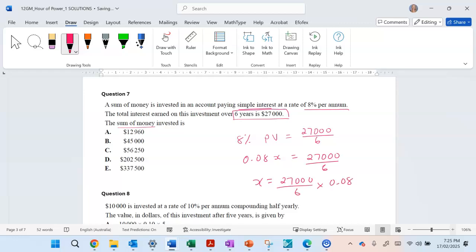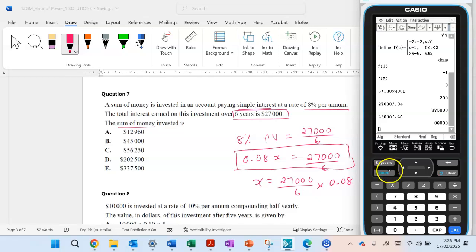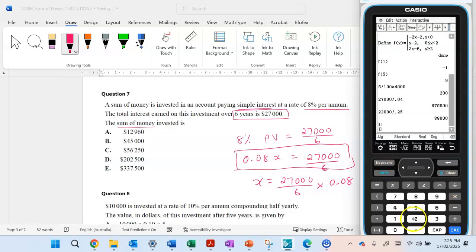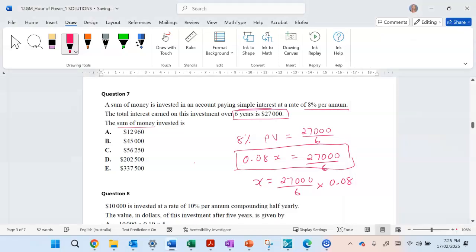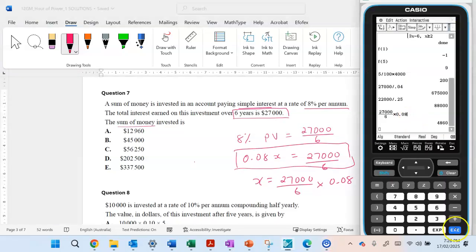Now you could put this into solve on your calculator. You don't have to solve it by hand, but still a good idea to be able to do that. All right, so 27 divided by 6, because we wanted it per year, and we're going to multiply that by our interest rate, which was 8%. All right, so 360. Oops. I knew I made a mistake, so I was just trying something else, and then 360 is not there, and clearly it's not.